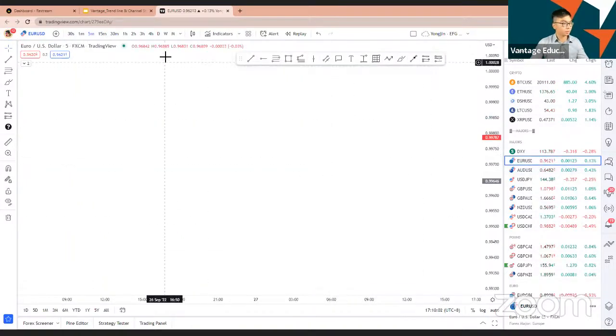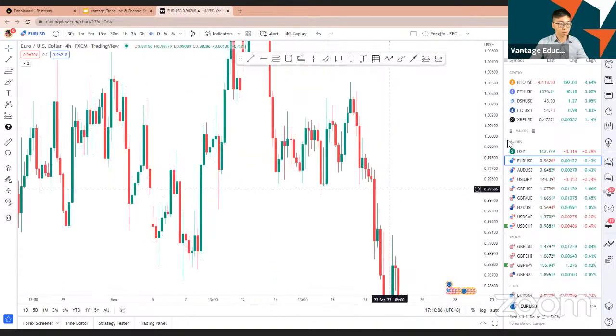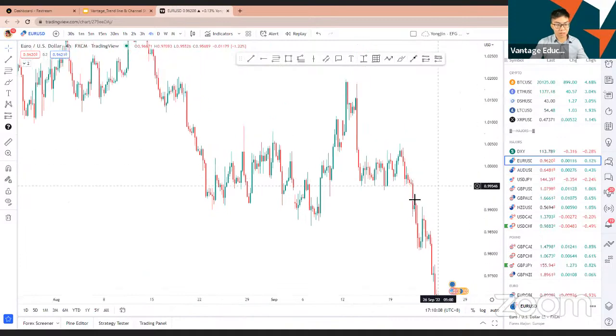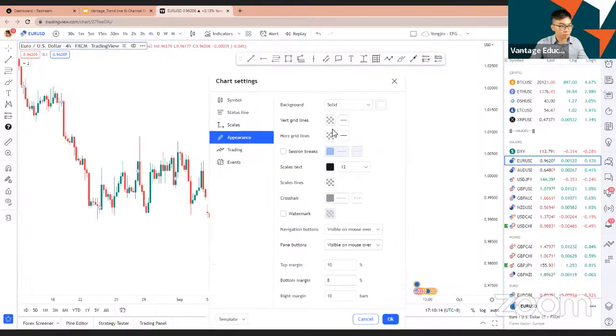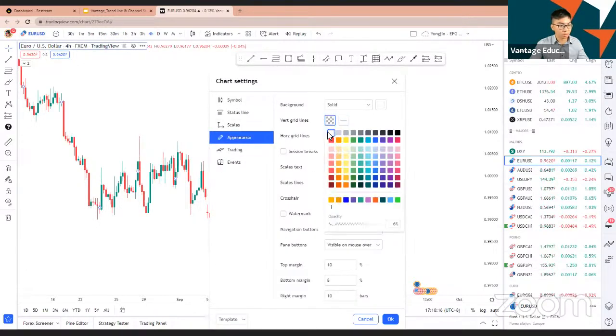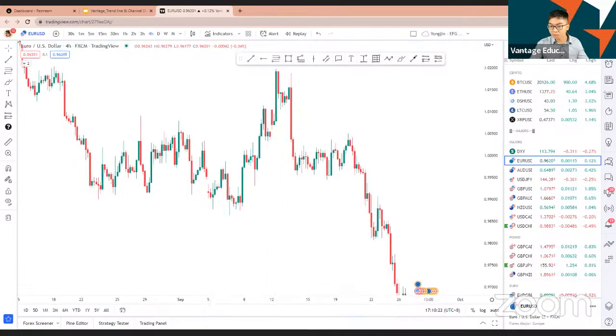Okay, so we have a nice chart with the grids removed. Where's appearance? I set the grids to white, none, opacity, none. So we have a nice clean chart.